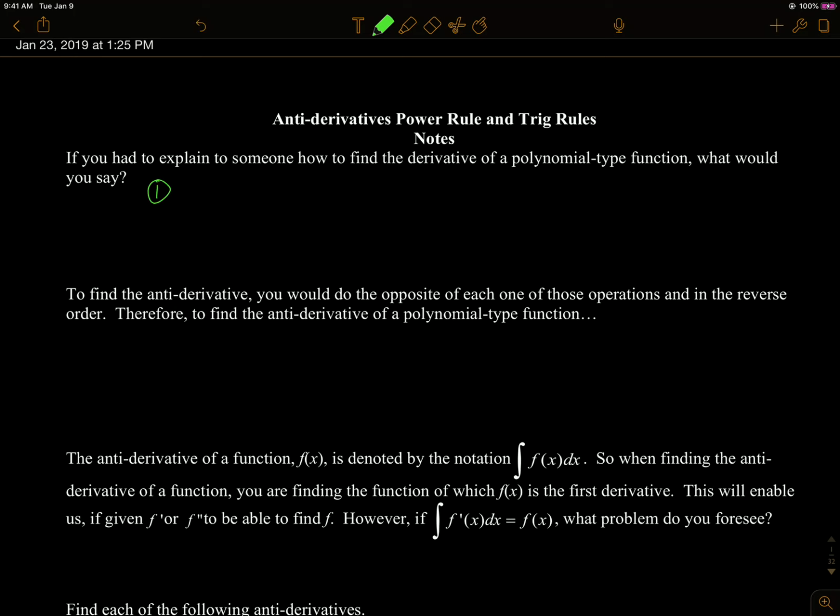So there's kind of two steps. The first step, and what we're really talking about here is the power rule, right? So the first step would be to multiply the exponent of each term by the coefficient of that term.